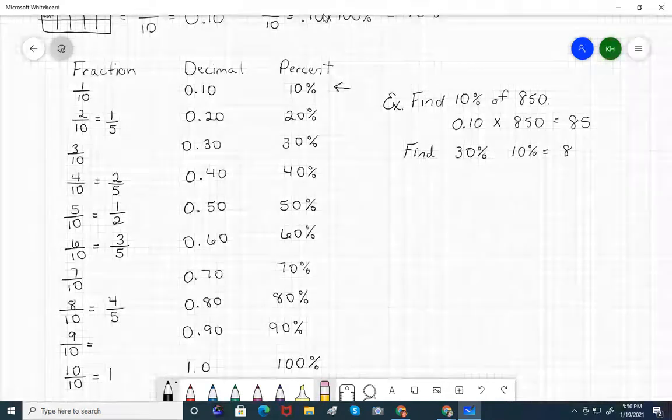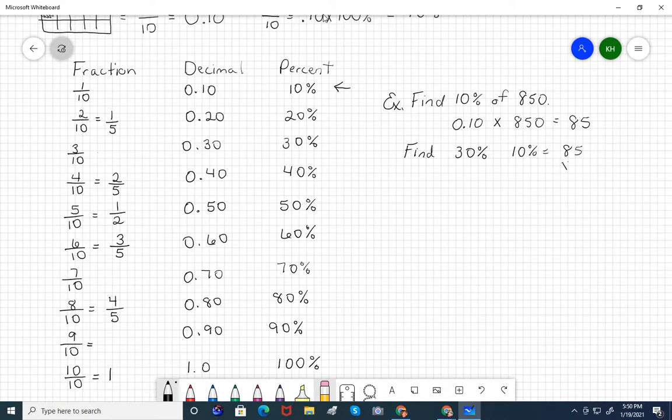If I want 35, I can just multiply that by 3. 3 times, and you can use a calculator, I'm not, but you can. And that's 255. What if I said find 70%? Well, I've already found 10%. 10% is 85. I'm going to multiply that times 7.